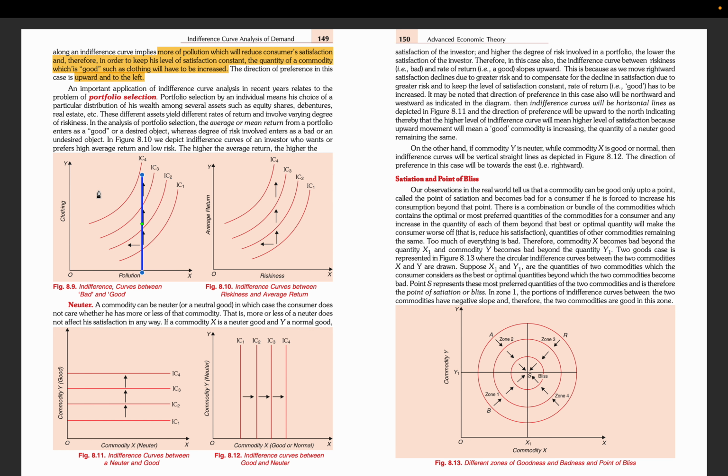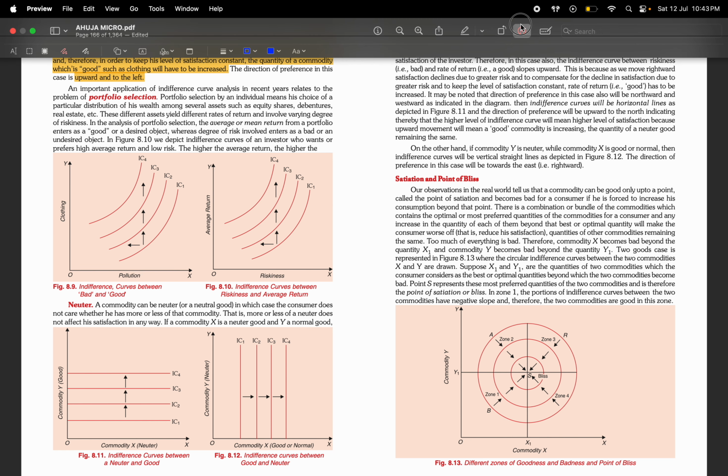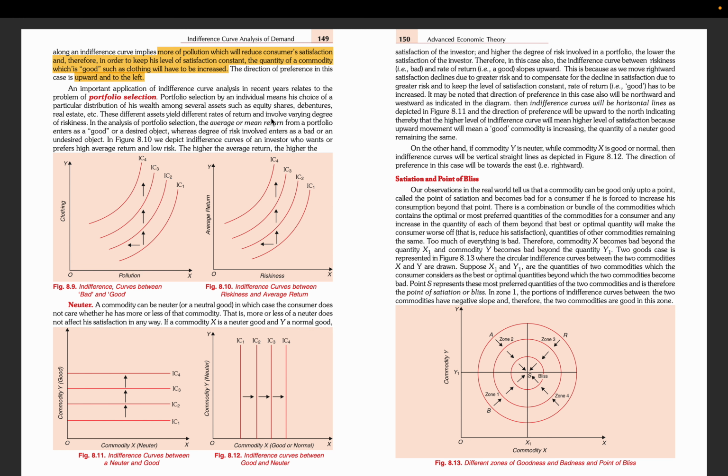An important application of indifference curve analysis in recent years relates to the problem of portfolio selection. Portfolio selection by an individual means his choice of a particular distribution of his wealth among the several assets such as equity shares, debentures, real estate, etc. These different assets yield different rates of return and involve varying degrees of riskiness. In the analysis of portfolio selection, the average or mean return from the portfolio enters as a good or a desired object, whereas the degree of risk involved enters as a bad or an undesirable object.